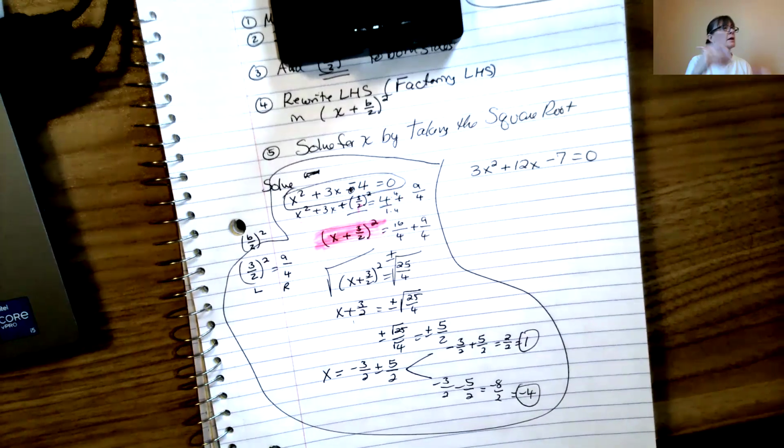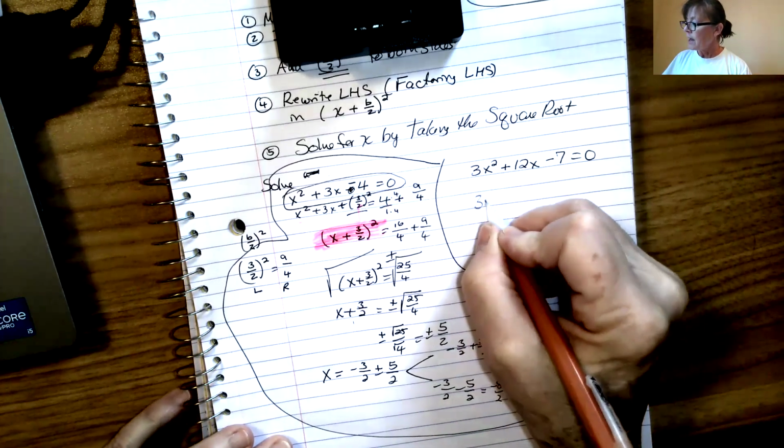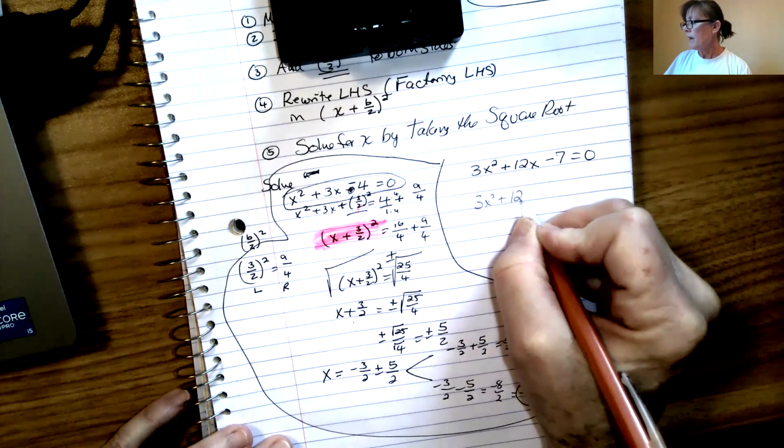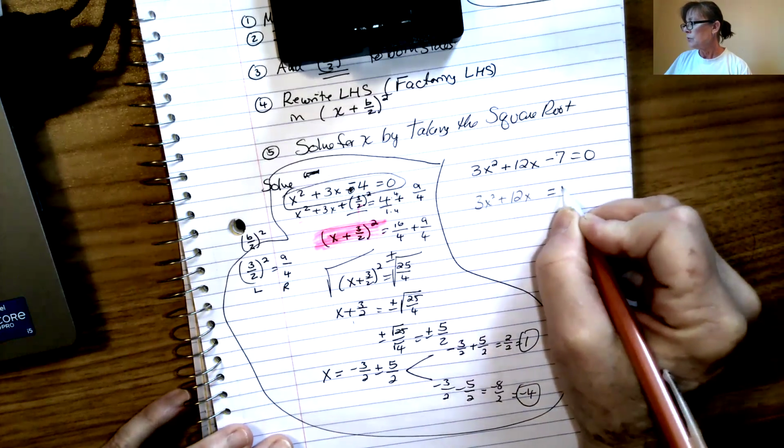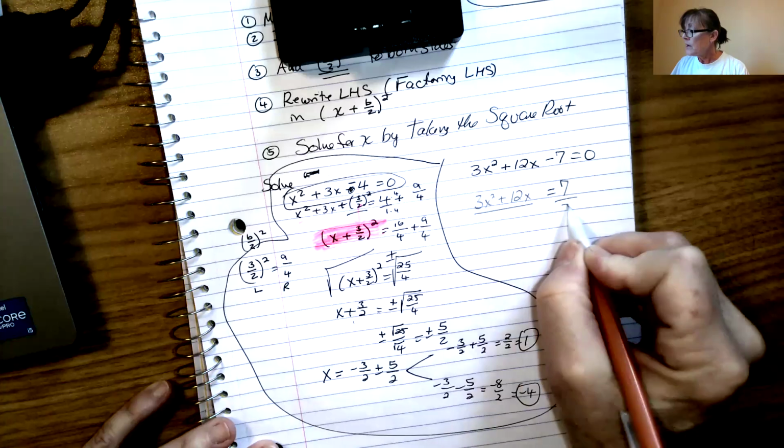All right, number 1. Move C to the right-hand side. So I have 3x squared plus 12x is equal to 7. I added 7 to both sides. Number 2, divide both sides by A if A is not 1. And A is not 1, so I'm going to divide both sides by 3.